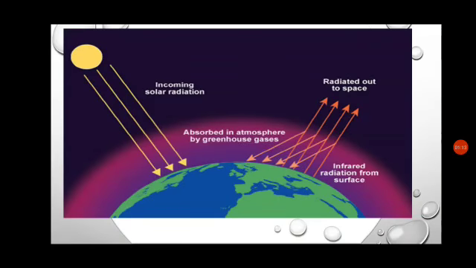Here in this diagram you can see the sun's radiation is coming from the sun and the earth is absorbing these radiations. After absorbing them, some radiations are radiated out to space, but due to the greenhouse gases, these are again trapped in the Earth's atmosphere. And due to this, there are many changes in the Earth's environment.